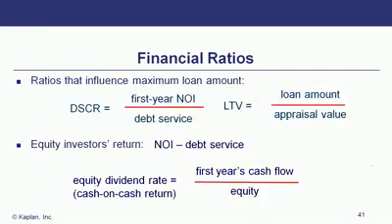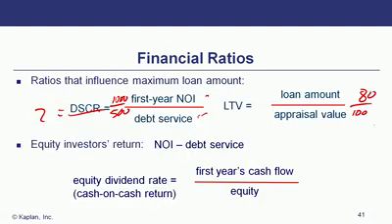Anyway, so the ratios here, the debt service coverage ratio, that's going to be the first year NOI divided by debt service. So if first year NOI is going to be 1,000 and debt service is going to be, well, I'll call it 500 to make it easy, then my debt service coverage ratio would be equal to 2. So I'm covering my debt service twice over. Loan to value, you probably know what that is, but if I get a loan of 80 on a property that has appraised at 100, then I have an 80% loan to value.